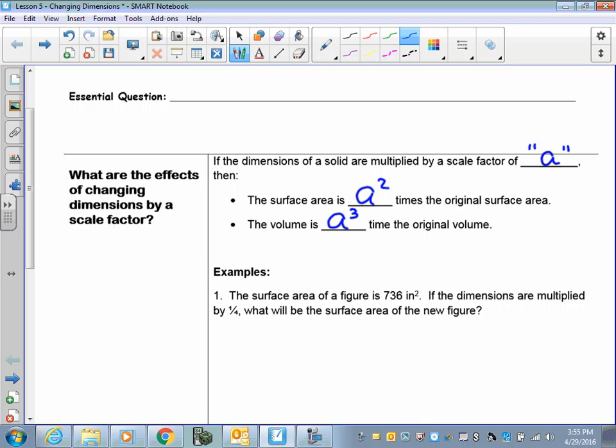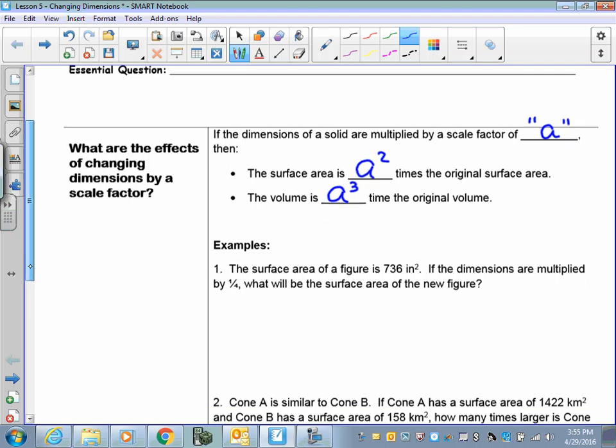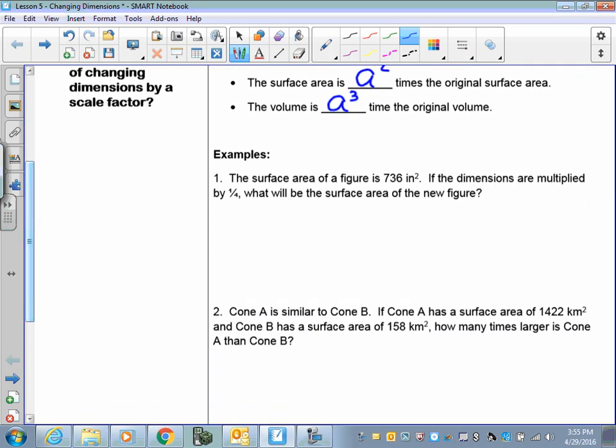So this comes from our previous lesson when we talked about similar solids. We found that if we know the scale factor of two similar solids, then the ratio of the surface areas was A squared to B squared, and the ratio of the volumes was the cube of whatever the scale factor ratio is. So let's look at some examples.